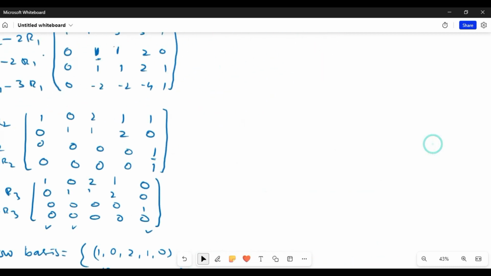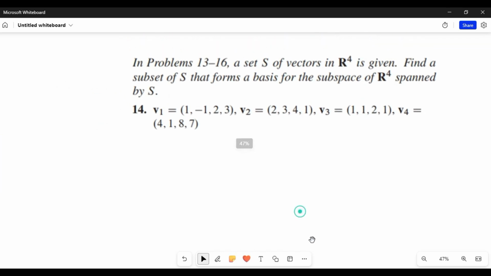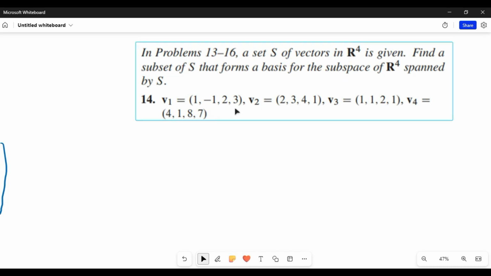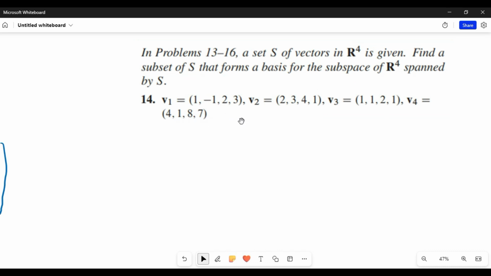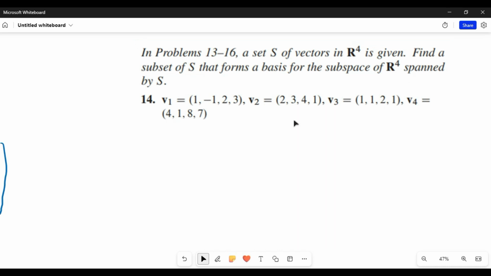The next question will be slightly different. This is the question. The question says that a set S of vectors in R power 4 is given. So there are 4 vectors from R power 4. Find a subset of S. From these 4 vectors, we are going to find a subset, maybe a combination of 2 or 3 or maybe 4 vectors that form a basis for the subspace of R power 4. So out of these 4 vectors, how many are linearly independent vectors? Then that will be a basis for a subspace.